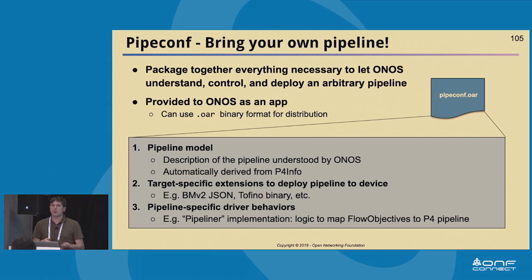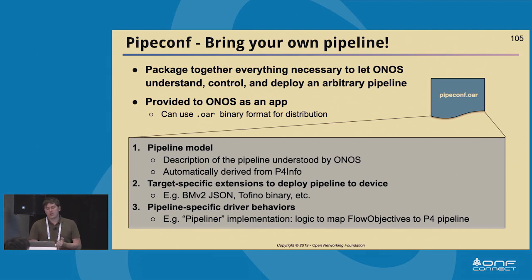and it contains mainly three things. A Pipeconf contains a pipeline model, which is a description of the pipeline understood by ONOS, and this is automatically derived from the P4Info file that is generated by the P4 compiler. So in terms of which tables are available, which match fields, which actions, what the packet-in, packet-out metadata is, this information is all contained in the pipeline model.